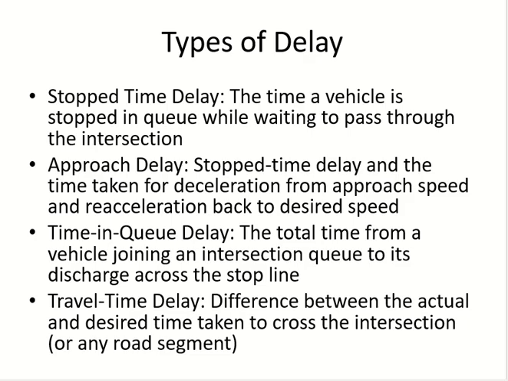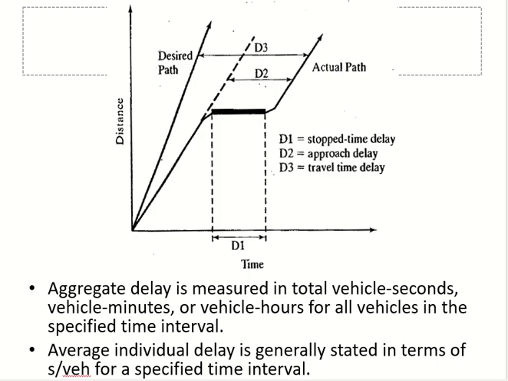And then we have the travel time delay, the one which I told you earlier: the actual travel time and the ideal travel time. And this generally applies to road segments, but you can apply the same to an intersection. So we have talked about 4 types of delays: stop, approach, queue, and travel time. 3 of them you can see written here in this diagram.